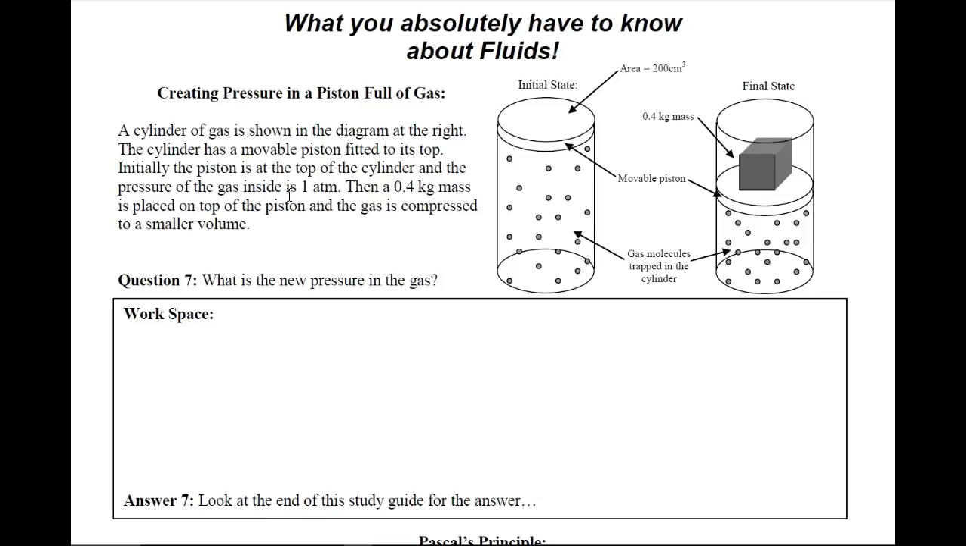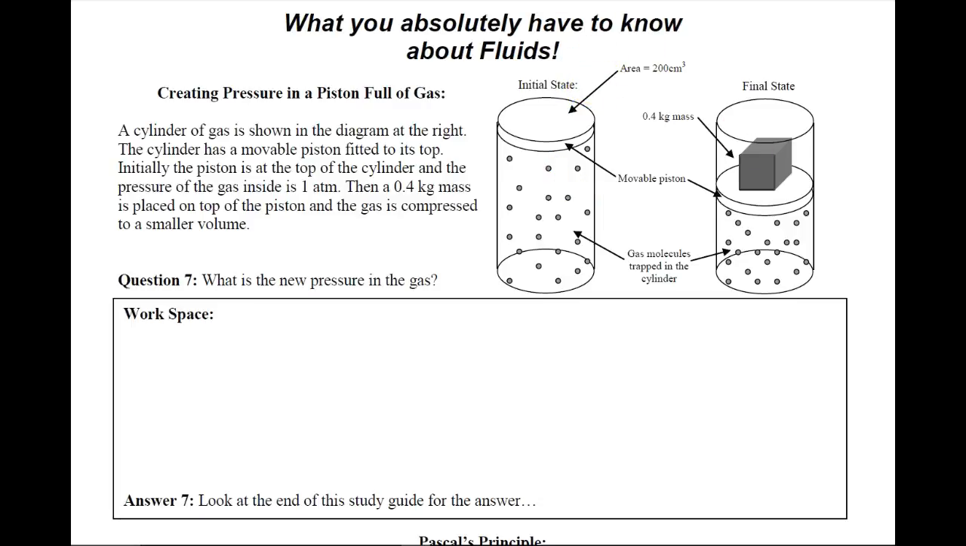The cylinder has a movable piston fitting on its top, and initially that piston, so here's the piston on top of the can. Initially, the piston is at the top of the cylinder, and the pressure on the inside is 1 atmosphere. So it's just sitting there. We also, remember, have pressure pushing down. So we've got 1 atmosphere pressing down, and we have 1 atmosphere pressing up. So we would say that this is a neutral situation.